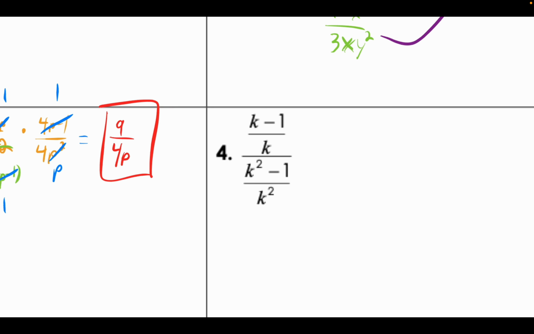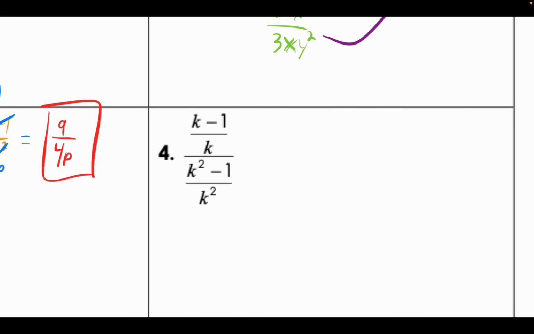Moving on to number 4 here. So as I multiply by the reciprocal, the top fraction, k minus 1 over k, has nothing that factors. The second fraction, the k squared that is now on the top as we flip it or reciprocate it, does not factor, but the bottom, k squared minus 1, does. This is the difference of two squares. So it factors into k minus 1 and k plus 1.